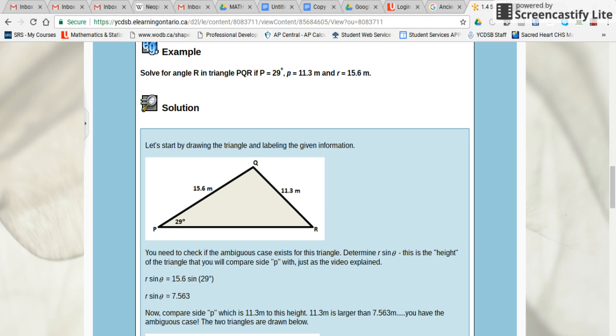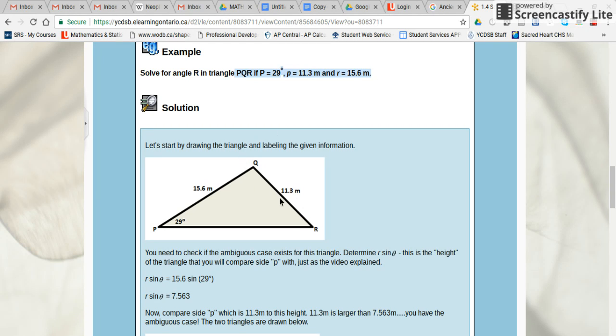Okay, so let's have a look at this example from the module on the ambiguous case. Now, I just want to highlight here, you're given triangle PQR, you're given one angle, and you're given two sides. You always start by asking this question. Is the side opposite the given angle shorter than the other side? Well, how are you going to figure that out?